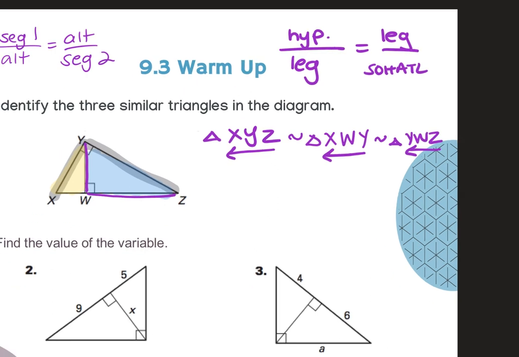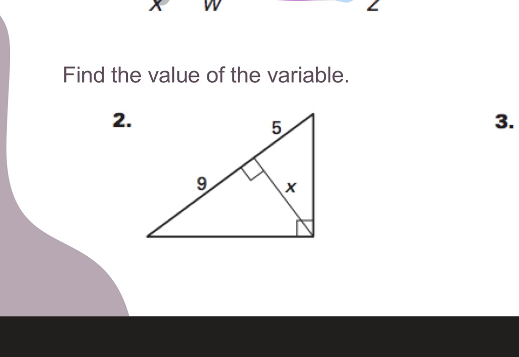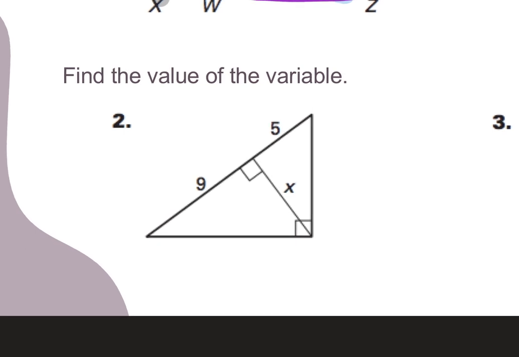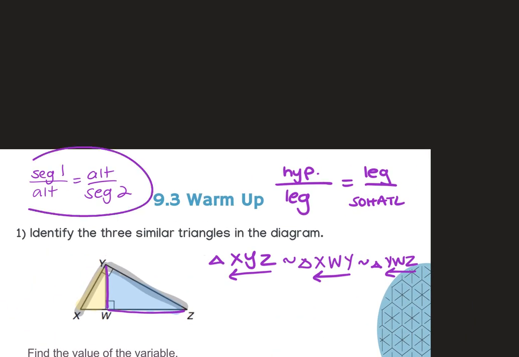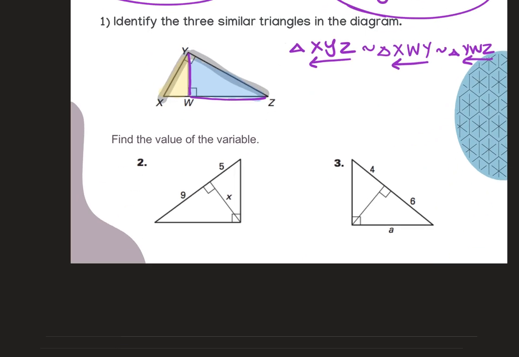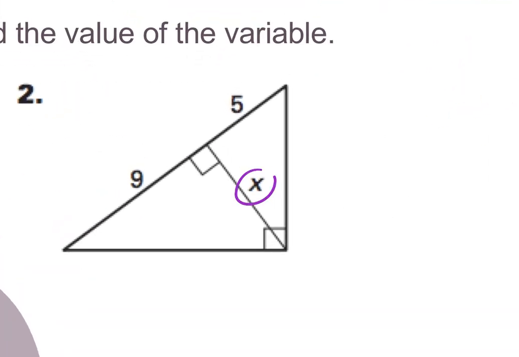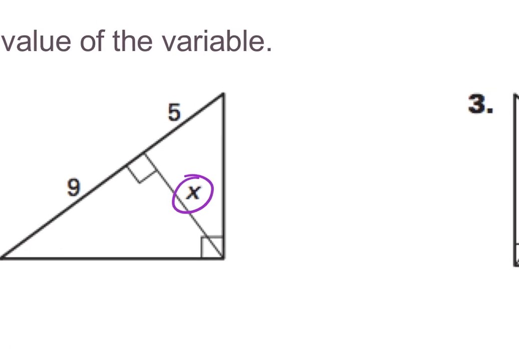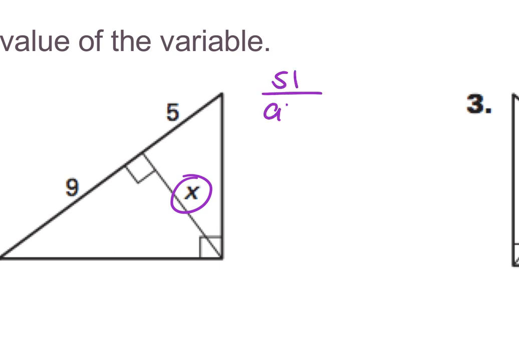All right, question 2, from this diagram, which of those two proportions should you be using? Oh, you do the segment 1. Good, because you have an X on an altitude, right? Whether there's a value on the altitude and you use it, or there's a variable on the altitude that I still need to use, then that's the one I'm going to pick. So segment 1 over altitude equals altitude over segment 2.